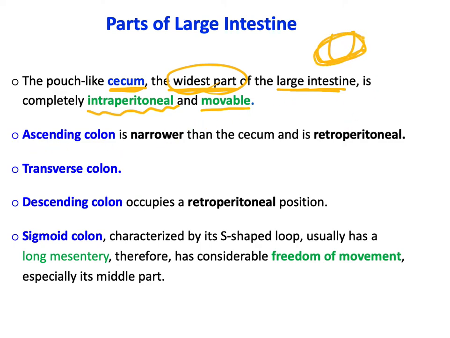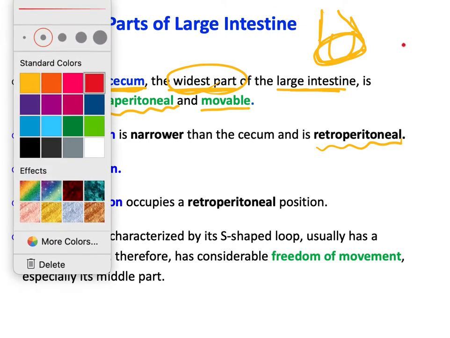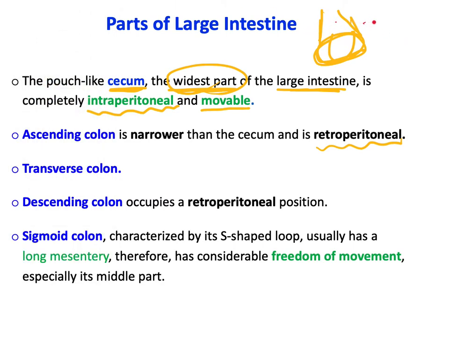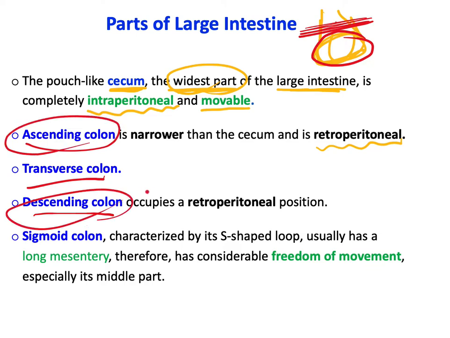Then jump up to the ascending colon, that's a little bit narrower than the cecum, and it's retroperitoneal. That means it's located behind the peritoneum, covered only anteriorly by peritoneum, not like the cecum, completely covered by peritoneum. Then we will go to the transverse colon, then the descending colon, that's again similar to the ascending colon. It's retroperitoneal. Then to the sigmoid colon, which is S shaped.